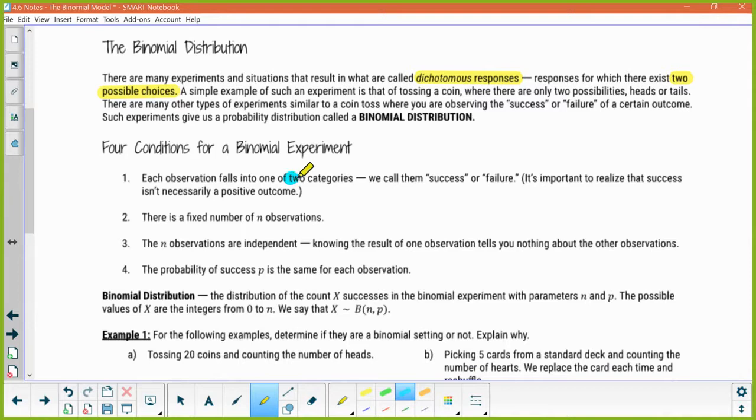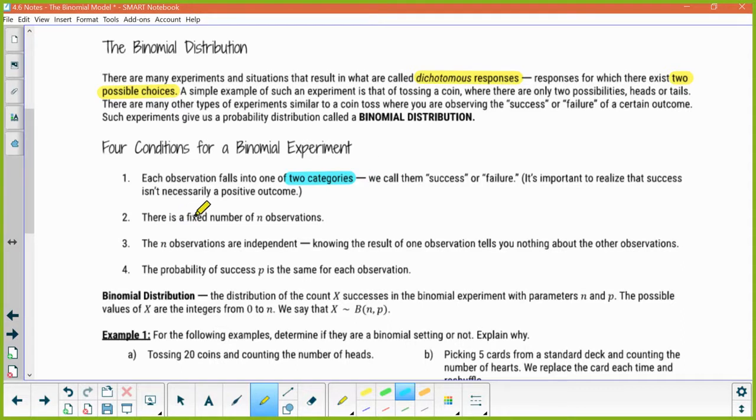Again, you want to make sure you have two categories. We call them success or failure. One thing that I always mention is a success is not necessarily always positive. Say, for instance, you are doing research on a cancer patient, and your idea of success in this experiment is identifying someone who has cancer. Just because we personally think it's not considered a success, we have to think of it in terms of the model. It's a success to find somebody with cancer.